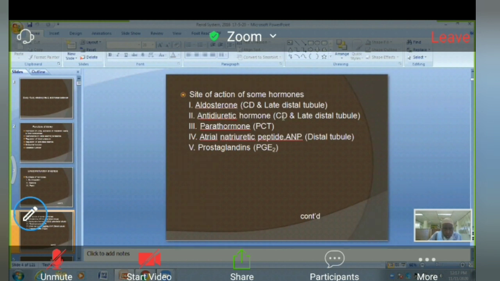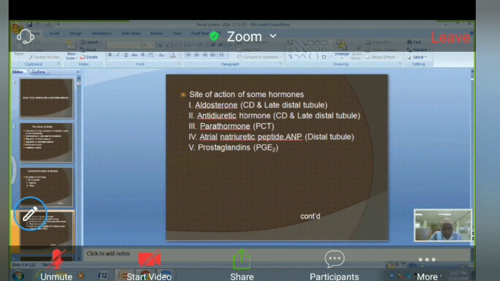Antidiuretic hormone. This is secreted from the hypothalamus and stored in the posterior pituitary. This is very important for maintenance of the water balance. It also acts on the collecting duct and late distal tubule. Is it clear? And the ADH, antidiuretic hormone, is responsible for reabsorption of water.